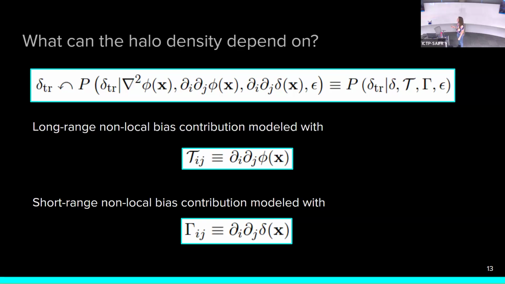Okay, so you see what we are trying to model. Here, delta TR is for the tracer, but you can just see this like it's the halo density, right? And then we are going to model this as a probability distribution for the density or the number of halos in that small volume, that voxel, conditioned to a set of features that you extract from your dark matter density field.